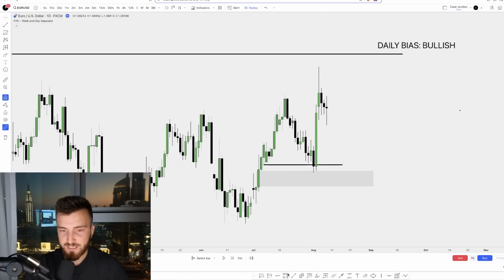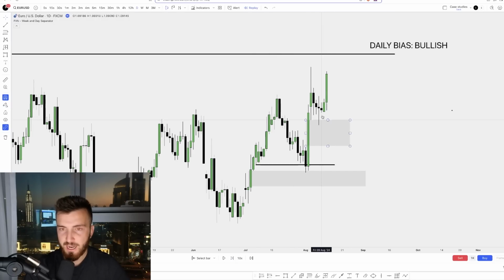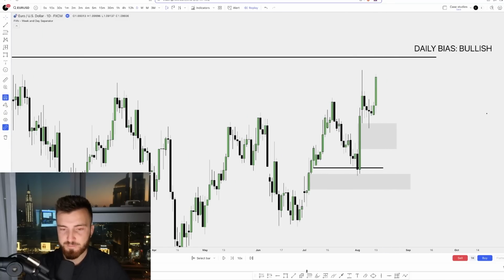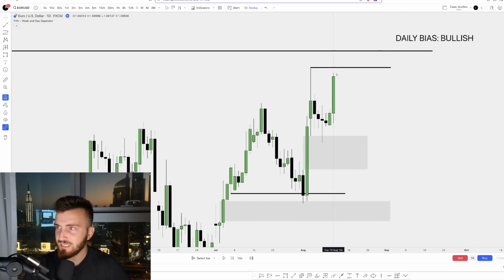So we are reacting now out of the daily fair value gap right here. And then we start moving to the upside and boom, we explode to the upside. What is the next target now? It's this high. Is it not obvious right now? Is it not obvious that this high is going to be targeted?